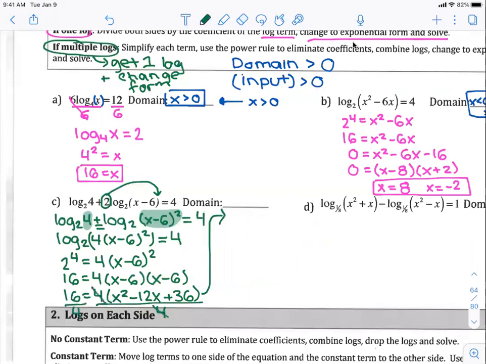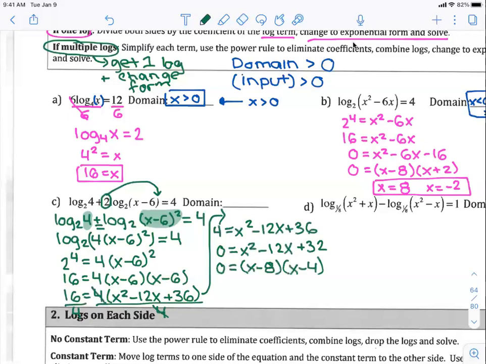16 divided by 4 is 4. And then I'm left with x squared minus 12x plus 36. Those don't change because the 4 over 4 cancel on the right side, okay? Now I'm going to go ahead and subtract 4. Way easier to do it that way so I don't have to deal with larger numbers. Now I'm going to factor it because it's a quadratic. 2 numbers that multiply to 32 and add to negative 12 are negative 8 and negative 4. So when I solve that, I get x equals 8 and x equals 4.